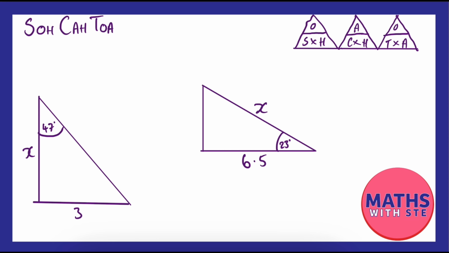Okay, so we have one side length that we're given, and we're asked to find another one, but we're also given an angle. Now, it's important to point out that this can only happen on right angled triangles. Okay, so we need to work out how to use trigonometry to be able to find out this missing side length. Now, it takes a bit of practice to do this, but it's really easy.